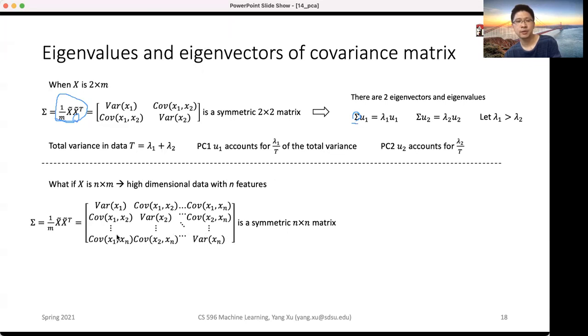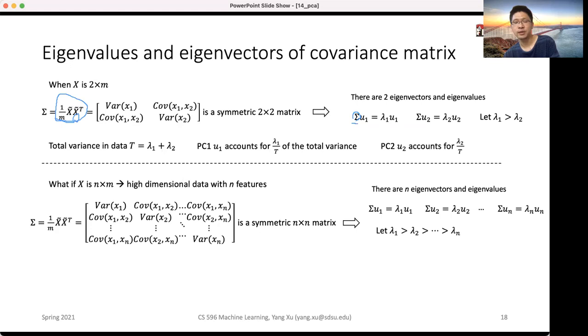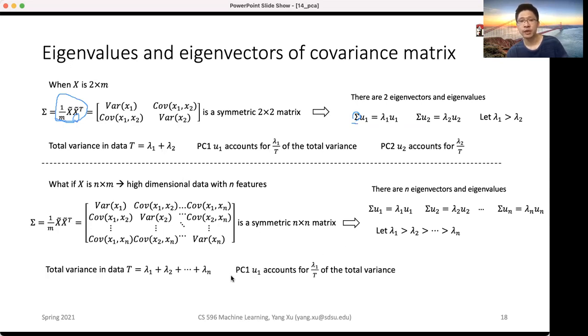So the result of this covariance matrix will be an n by n matrix, right? Which means there are n eigenvectors and n eigenvalues. We will have n equations like this, okay? And we can sort all the eigenvalues in order, and then the total variance will be the summation of all the eigenvalues, and the PC1 accounts for that much of the total variance, and so on.